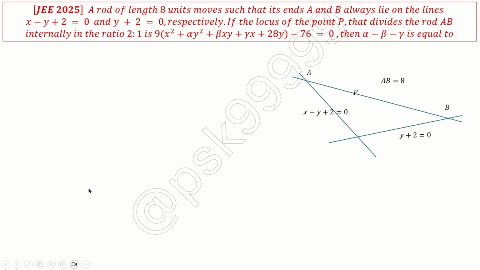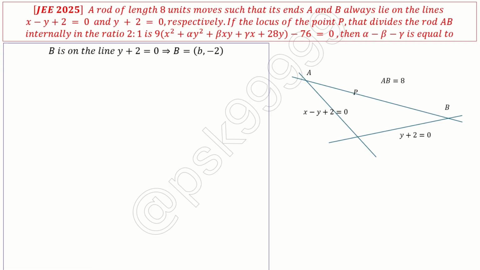Okay, so how will we do it? Simple. First, B is on the line y plus 2 equal to 0, which means I will take the B coordinate as y equal to minus 2 always, correct? And the x coordinate I will take as b. So B is (b, minus 2). This is my B coordinates. And then for A, if I take x minus y plus 2 equal to 0, with the x coordinate as a, then y is equal to a plus 2. So the A coordinates are (a, a plus 2).